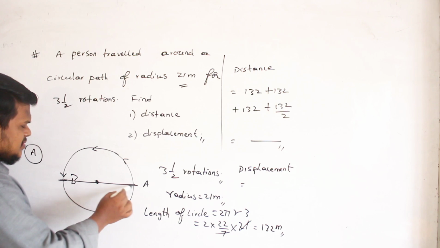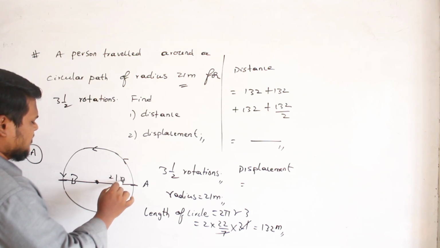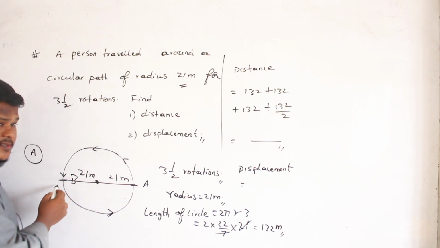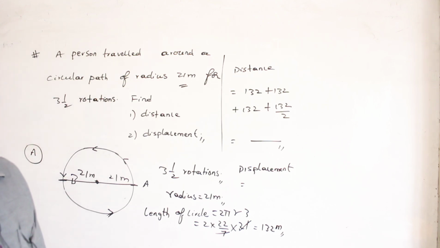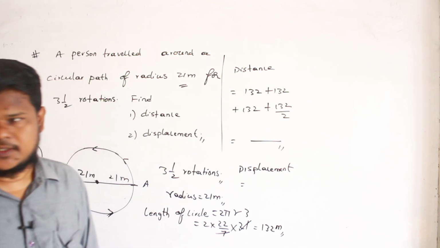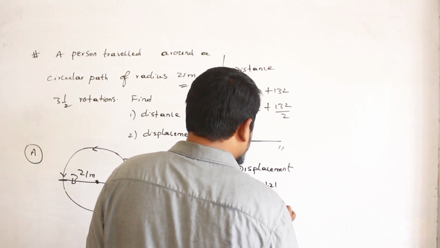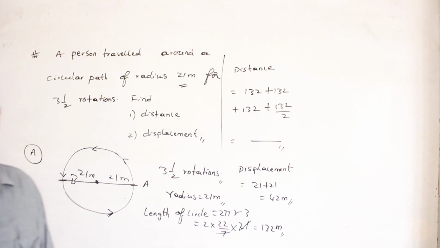Yes. So this is nothing but the radius. So this distance is how much? 21 meter. And this distance again is 21 meter. So what is the straight line distance? 21 plus 21, 42. That becomes the displacement in this condition. Clear? So displacement is 21 plus 21, it is 42 meter. It's all very simple. Clear?